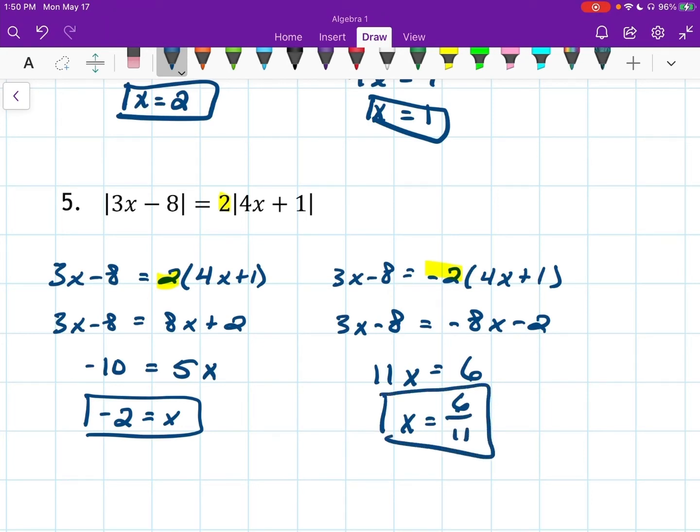Well, that doesn't look right. Did I do that right? Looks like it. Huh. All right, I'm going to type this back in just to make sure that this works. 3 times 6 divided by 11 minus 8. That gave me negative 6.36. And then 4 times 6 divided by 11 plus 1 times 2. Yep, it works. Okay. Sorry, I was just questioning myself.